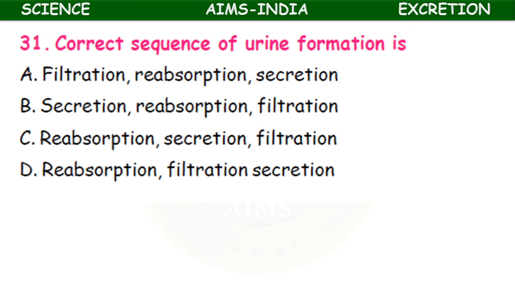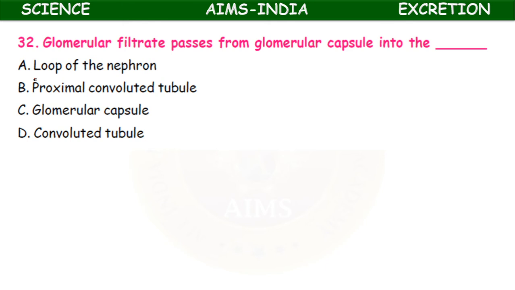Okay, the correct sequence of urine formation: filtration, reabsorption, secretion; secretion, reabsorption, filtration; reabsorption, secretion, filtration; reabsorption, filtration, secretion. It is option A. Okay, first filtration, then reabsorption, then secretion. Glomerular filtrate passes from the glomerular capsule into the loop of the nephron, proximal convoluted tubule, glomerular capsule, convoluted tubule. It is the proximal convoluted tubule into which the glomerular filtrate passes.